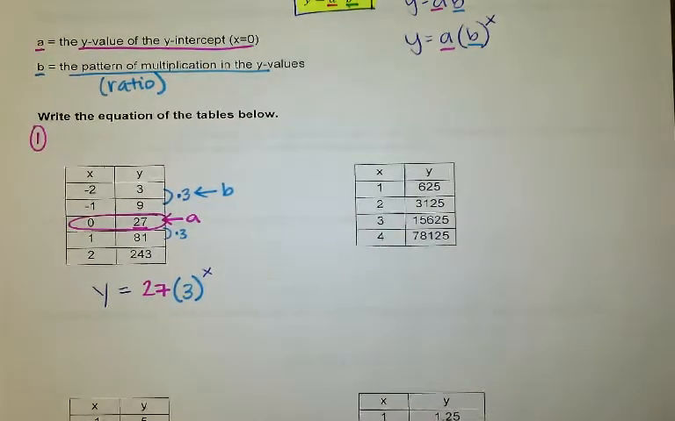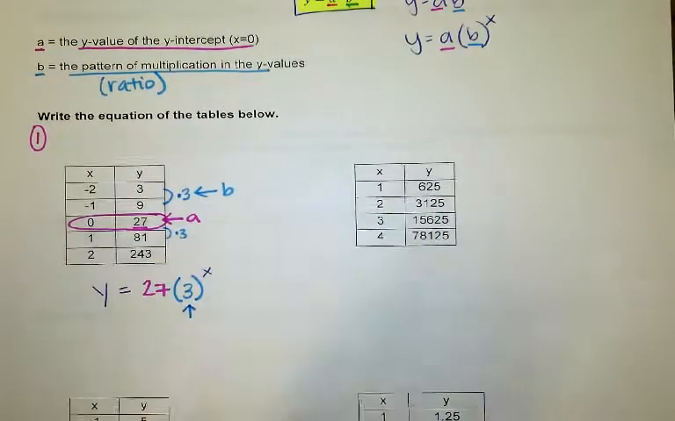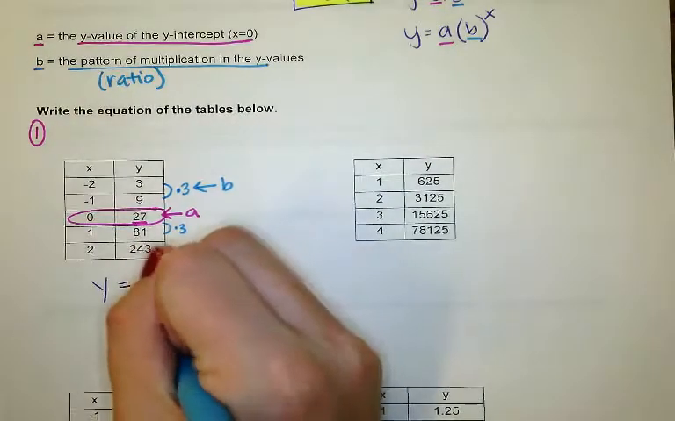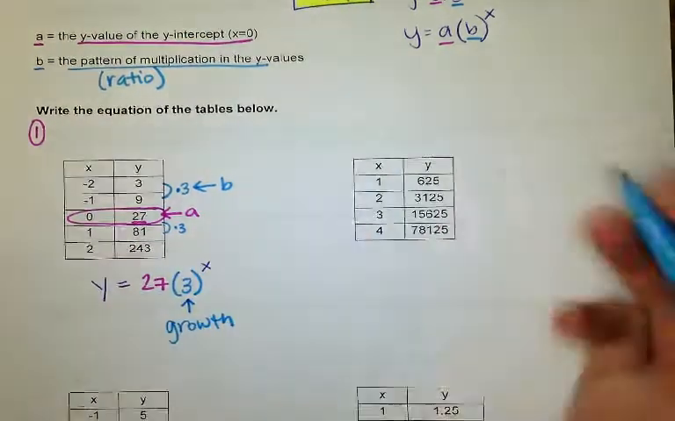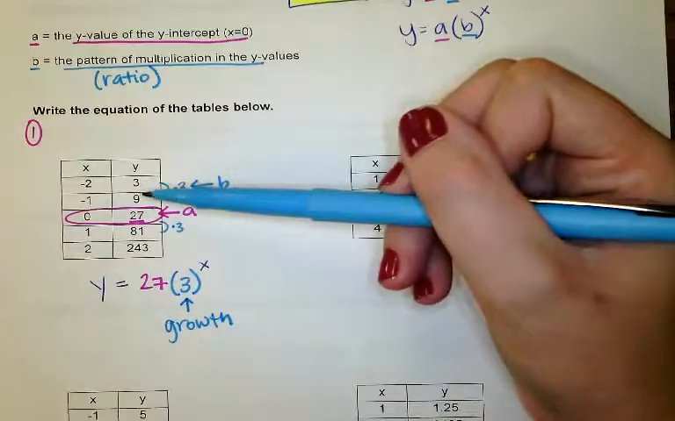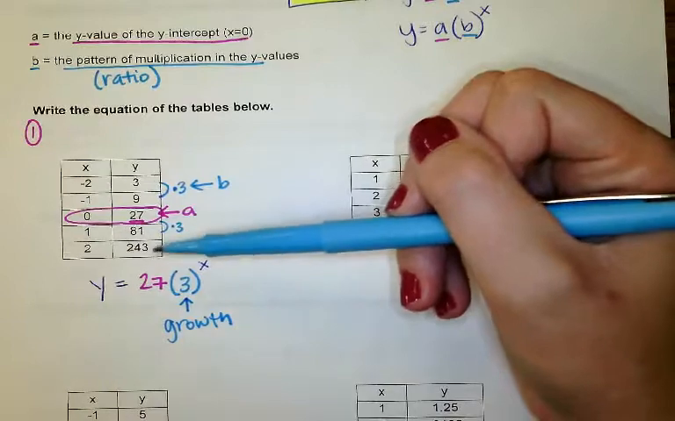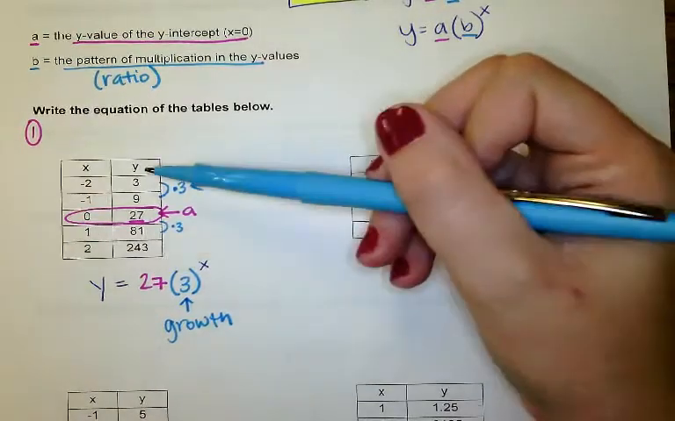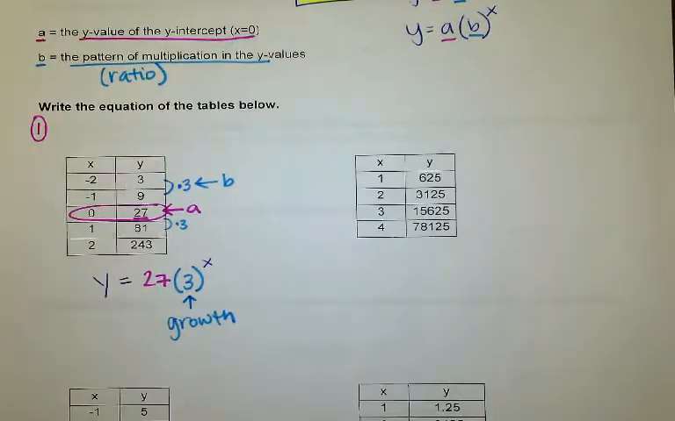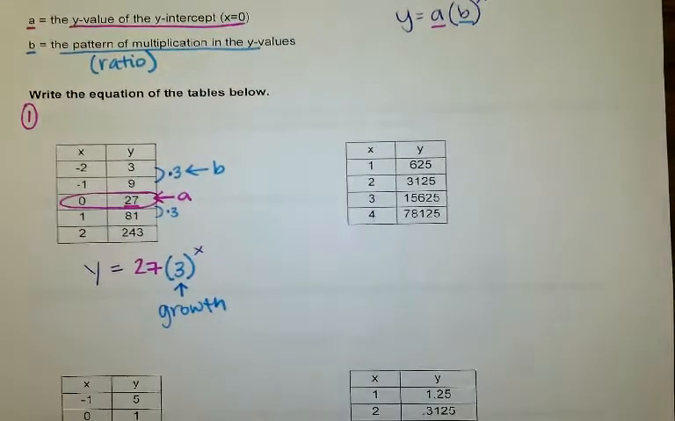Now one thing I want you guys to recognize is this b, does this represent growth or decay? If it's 3, is that bigger than 1 or smaller than 1? So that is growth. Look at your table. Is my table growing? Are my y values getting bigger? Yes. So it's growth and it's growth. They match. Isn't that beautiful? So you can see that if your numbers are getting bigger, it's going to be growth.